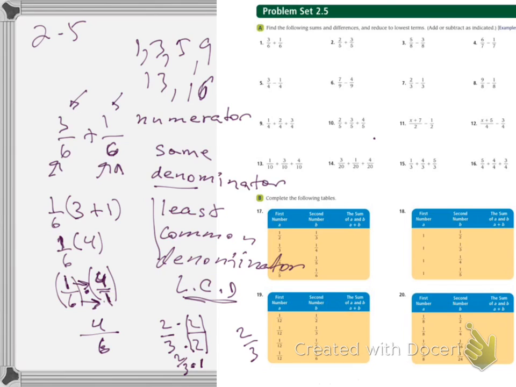Did you follow? Okay. Let me do another one for you so that you see it again. Okay, so now we're going to do this one here. So it says, which one was it?